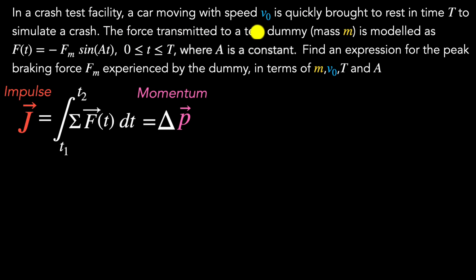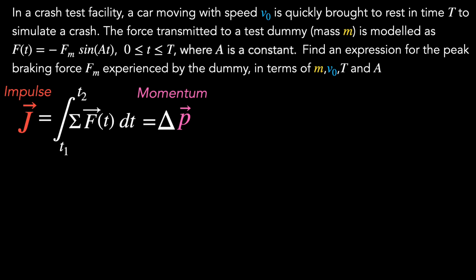And the force that's transmitted to a test dummy of mass m, which is sitting inside the car, is modeled as given by this expression, which is again a time-dependent force. And A is a constant. Our goal is to find an expression for the peak braking force Fm experienced by the dummy in terms of these variables. So how do we do this? Well, again, we can use the impulse momentum theorem. If we calculate the impulse and equate it to momentum, we'll be able to get an expression which involves Fm, which is what we need to figure out, and then we can rearrange and find an expression for Fm.